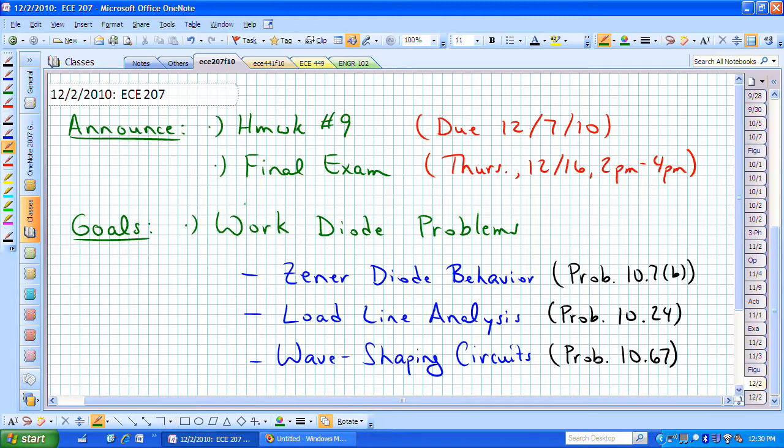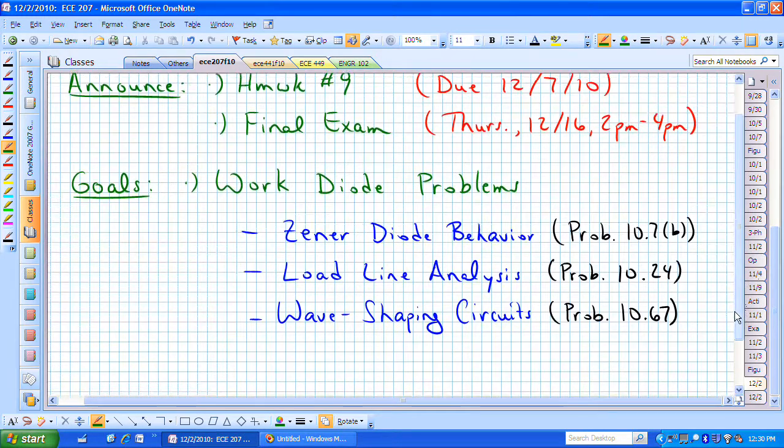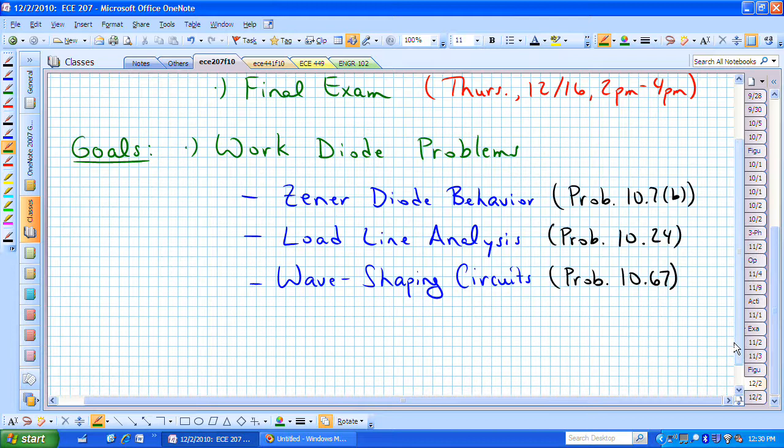As I mentioned before, what I want to do today is actually work some Zener or some diode problems, and in particular I've pulled out a few end of the chapter problems that I think might be helpful to your understanding of diodes and how to work with circuits containing diodes.